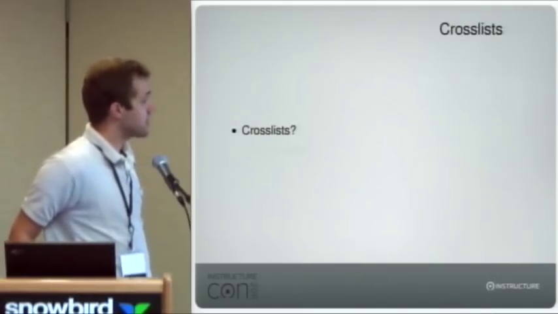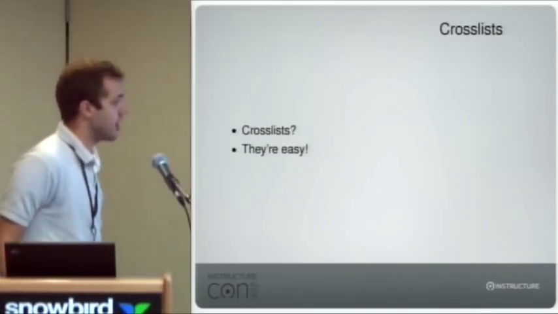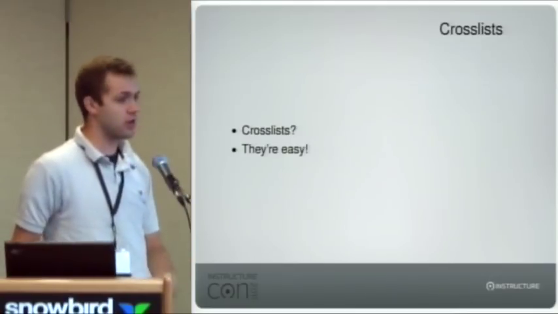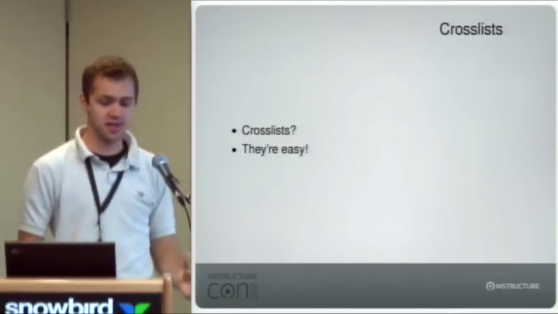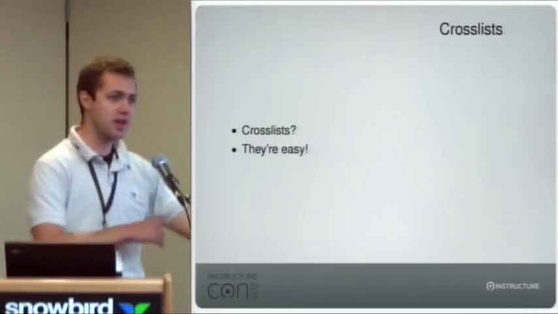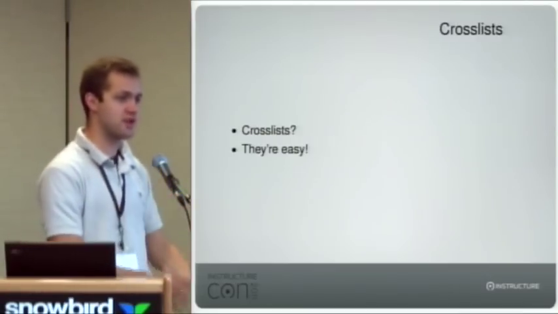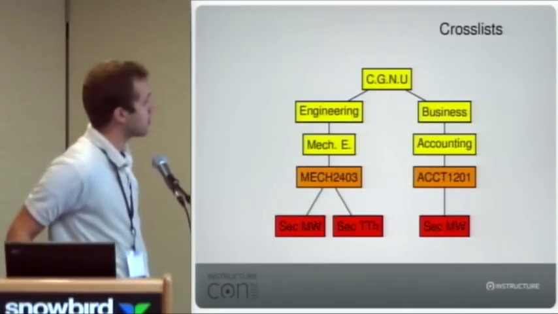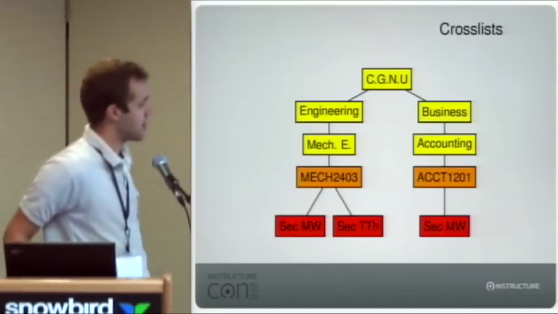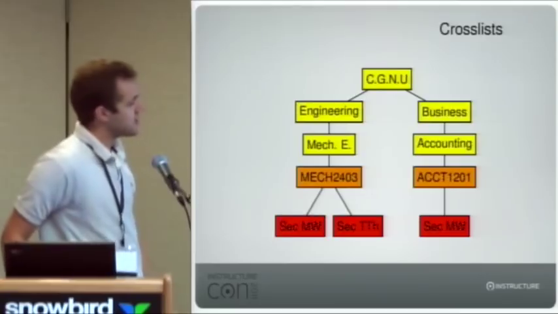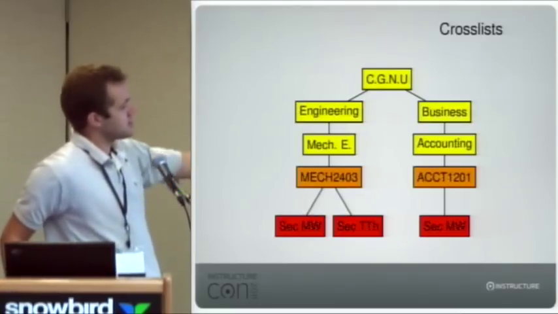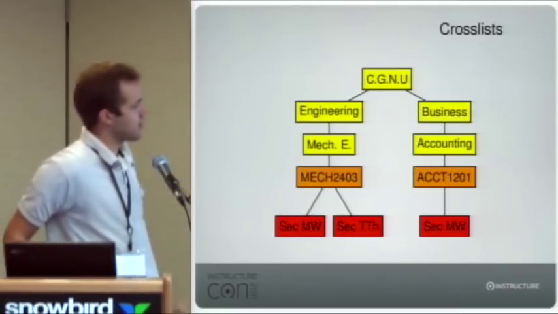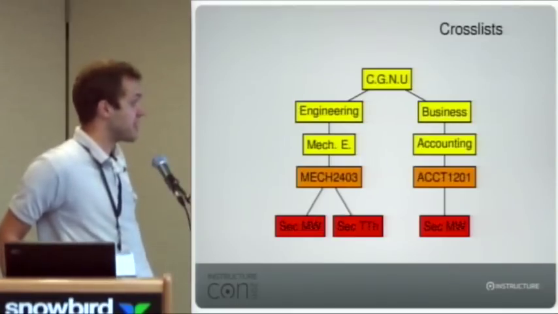So cross-lists. It turns out, like I said, cross-lists are easy, actually. Since content is stored at the course level, often cross-listing is complicated in that you want to take a bunch of sections and say these all share the same content. Let's say this is our hypothetical scenario. We have those 3 sections. Let's say this is accounting 1201 and mechanical 2403. Maybe this is my intro to statistics class.